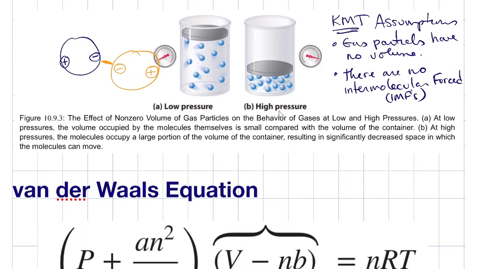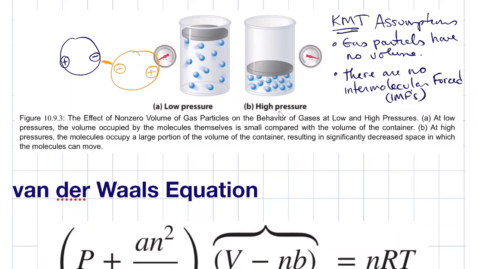Please ask me if you need me to explain that again. So under high pressure situations, the particles are so close together that their volume becomes a significant part of the volume of the container. So any intermolecular forces between the particles are stronger when the particles are close together.